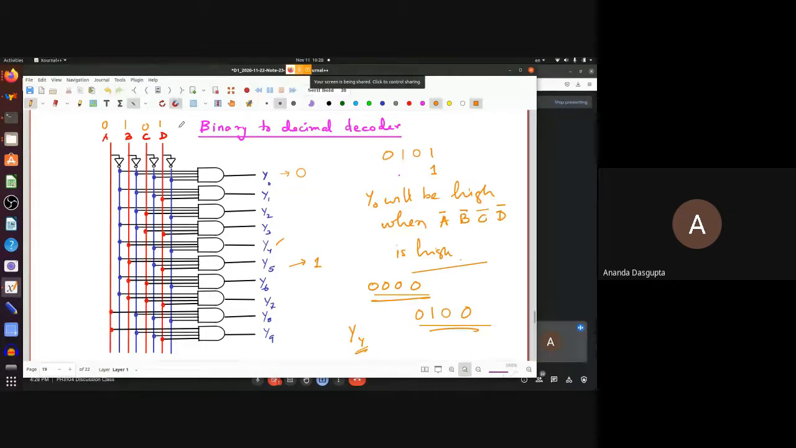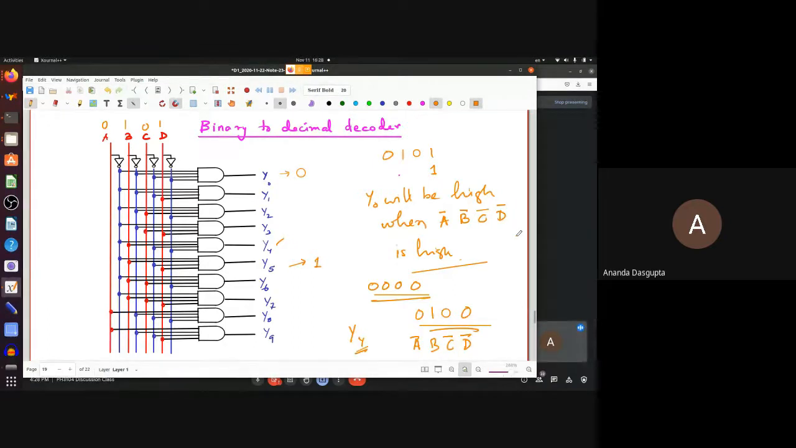That means we want the output to be high when A is low, A bar is high, B is high, right? But that means how would you connect them? You would connect the inputs to Y4 to the line which goes high when A is low, or the A bar line. That is the blue line for A. That is blue and red in our picture at least. Where would you connect the B? You would connect the B where it would go high when B is high, that is to the B line.